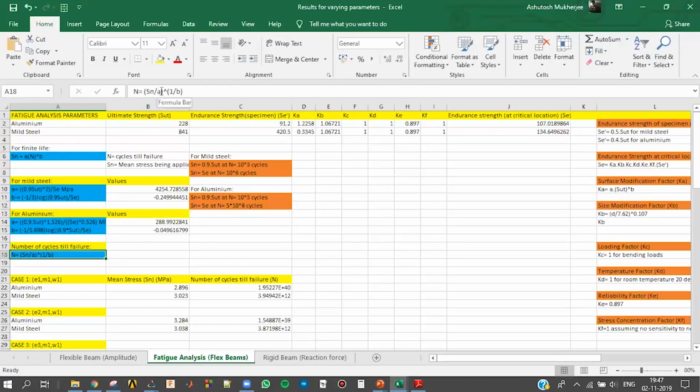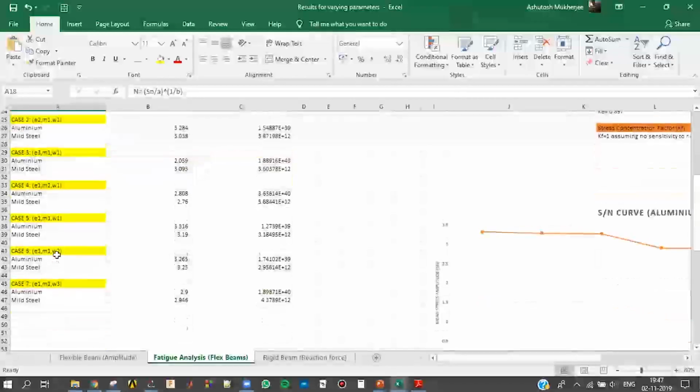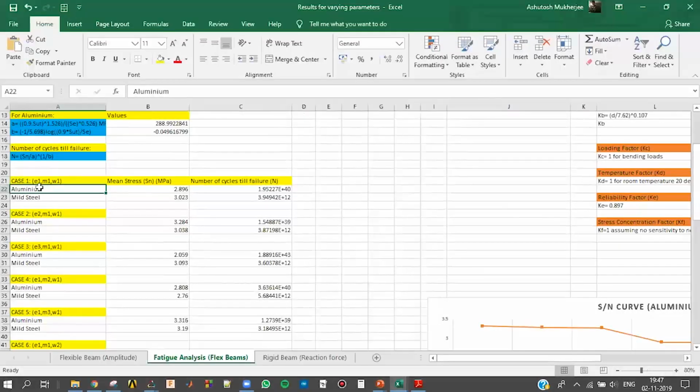Again, we have the value of A from this boundary condition, and the value of B from these boundary conditions, right? So based on this, these are the results. For case one, which had a particular value of the eccentricity, mass, and the speed at which the eccentric mass is rotating, the mean stress was coming out as 2.896, and according to the formula, the number of cycles is coming out in the order of 10 to the power 40, about 2 into 10 to the power 40 cycles.